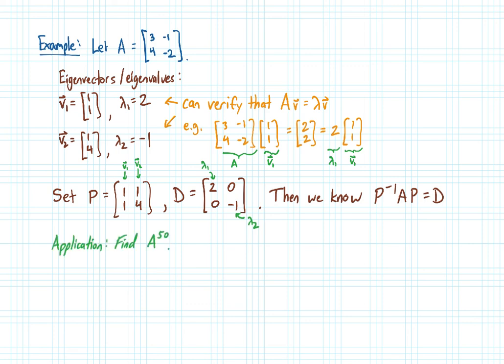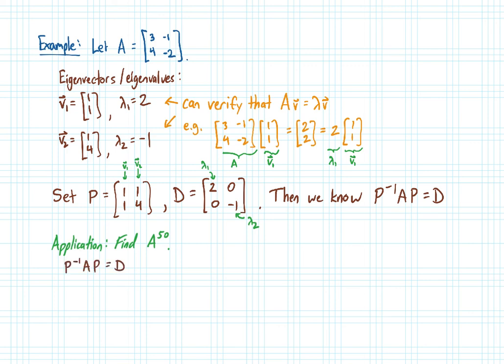So as I mentioned before, we'll be able to use diagonalization to study dynamical systems and differential equations. We'll talk more about that later, but just to give you an idea, here's a simple application. Suppose we wanted to find A to the power of 50. Well, one way to do it is to multiply A times itself 50 times, which is a lot of work. But another way to do it is to use the diagonalization that we just found.